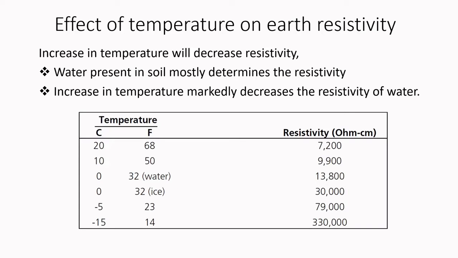In here you can see the effects of temperature on earth resistivity. In your advanced level physics you might have learned that resistivity will go up when there's an increase in temperature. You may have learned an equation for that also. But when it comes to soil, the earth resistivity will go down when there's an increase in temperature. This is mainly due to the water content in the soil. When you consider water, the water resistivity will go down when there's an increase in temperature. Depending on that, the soil resistivity also goes down.